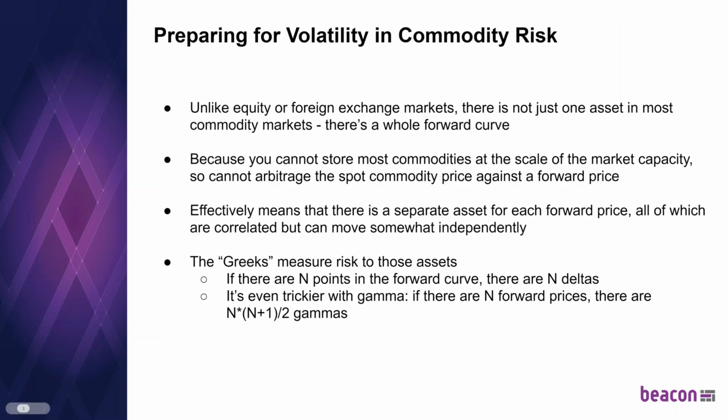So if there's n points in the futures curve, there are n deltas. Here n is the number of futures contracts you have risk to. So if there's 2 years of monthly contracts, that's 24 different deltas.